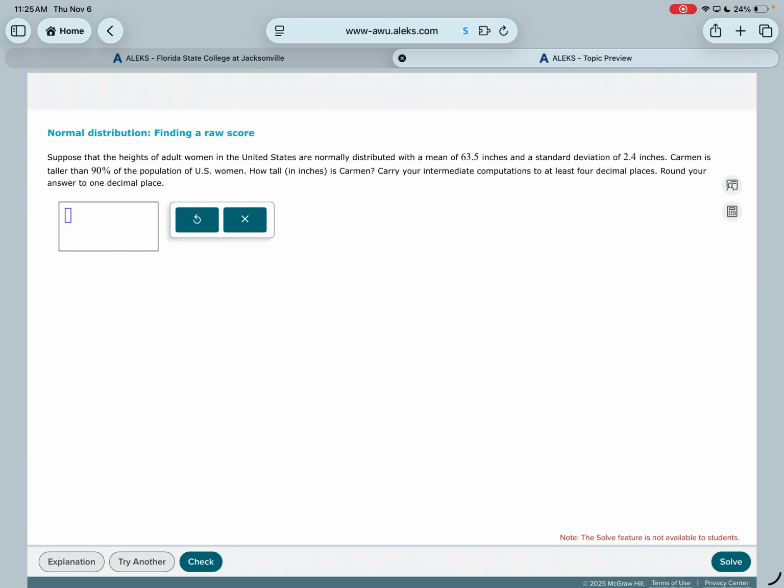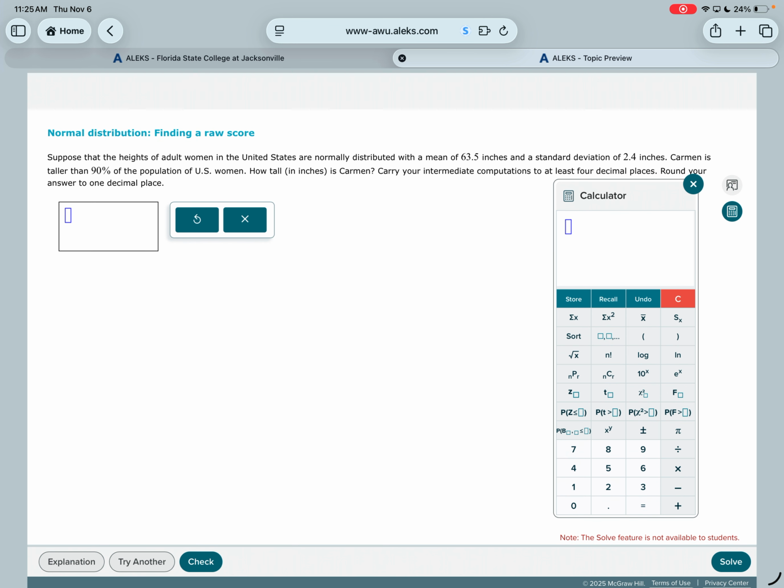So suppose that the height of adult women in the United States are normally distributed with a mean of 63.5 and a standard deviation 2.5. Carmen is taller than 90% of the population of the U.S., okay? So your doctor tells you you're in the 90th percentile, but doesn't tell you how tall you are. This is how you'd find it. Taller than 90%. All right, so what I'm going to do, and this is the way Alex has it set up, which is nice, the button right above the one we were just using.